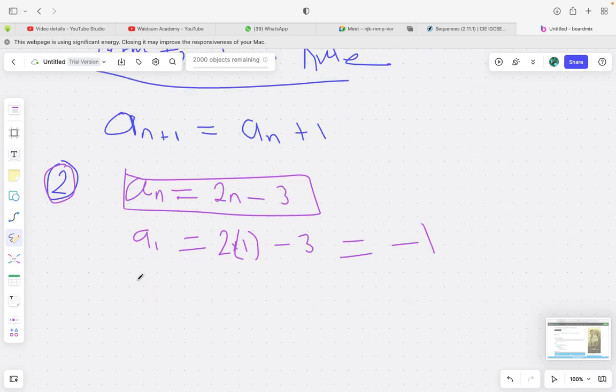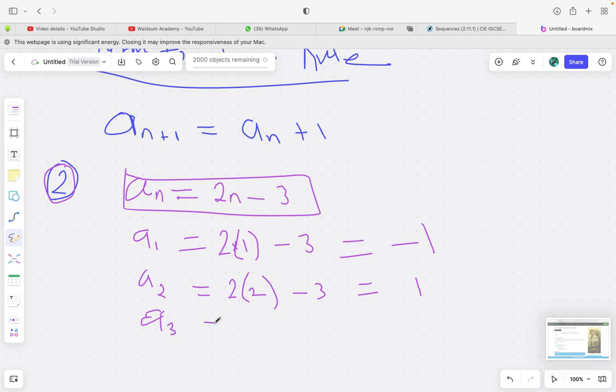So if I want my second term, A2, I'll get 2 bracket 2, or 2 times 2. Are you with me? 2 times 2 minus 3. Then I will get 4 minus 3. 2 times 2 is 4, 4 minus 3 is 1. I'll get positive 1.